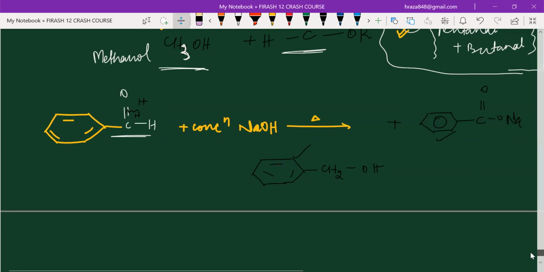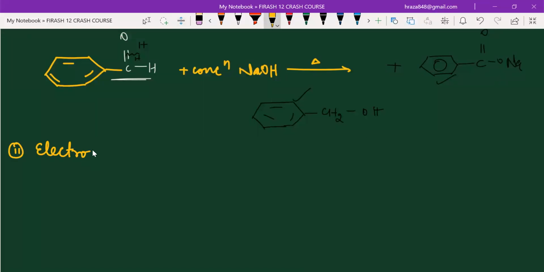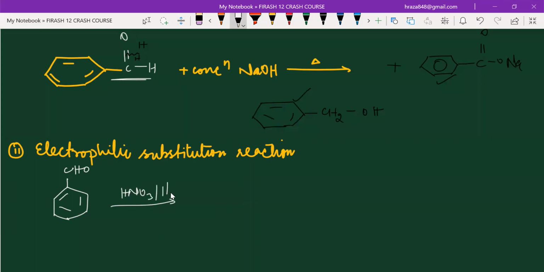The last reaction of aldehydes and ketones we are going to do is electrophilic substitution reaction. So this is your benzaldehyde. If you react this with HNO3 in the presence of H2SO4 at 273 to 283 Kelvin, nitration will take place and NO2 will go at meta.